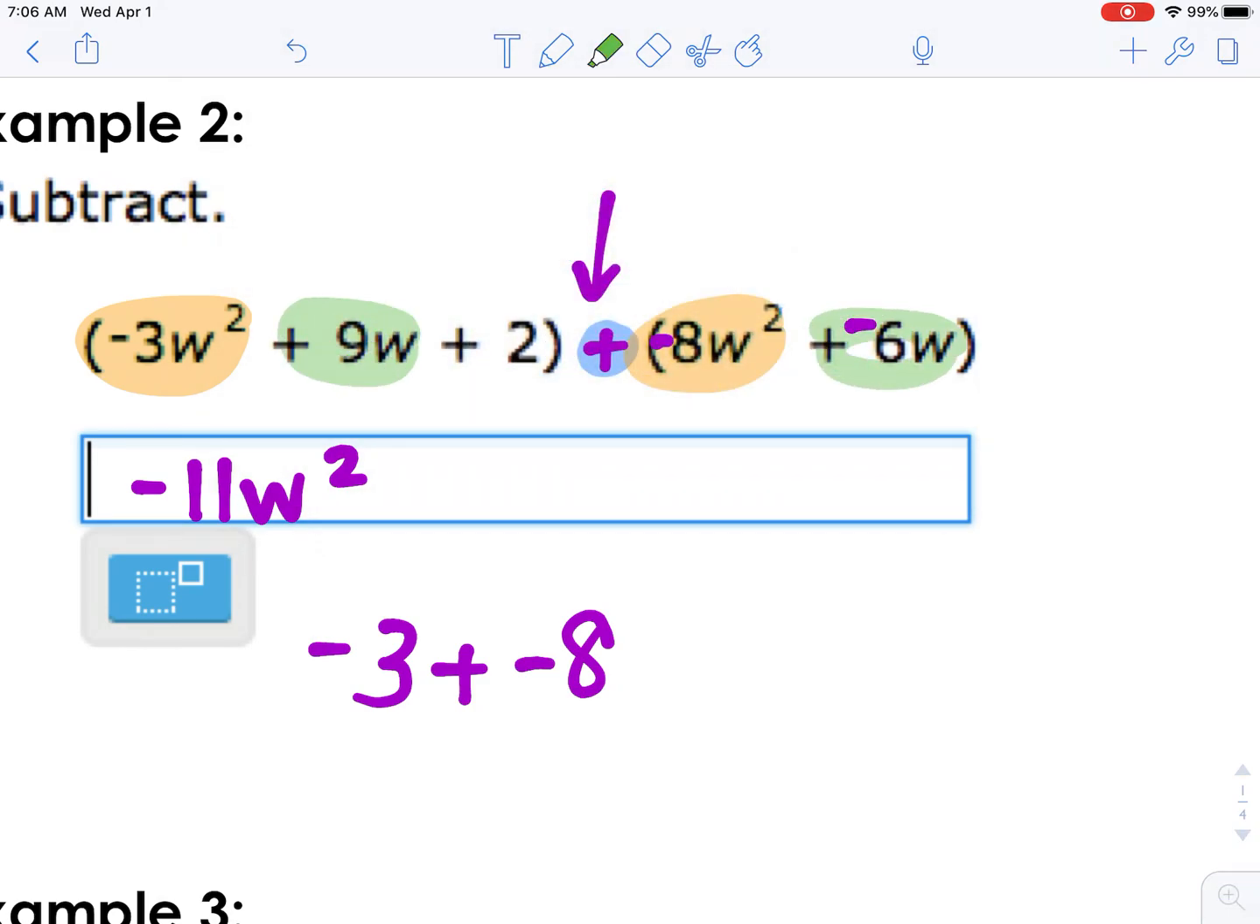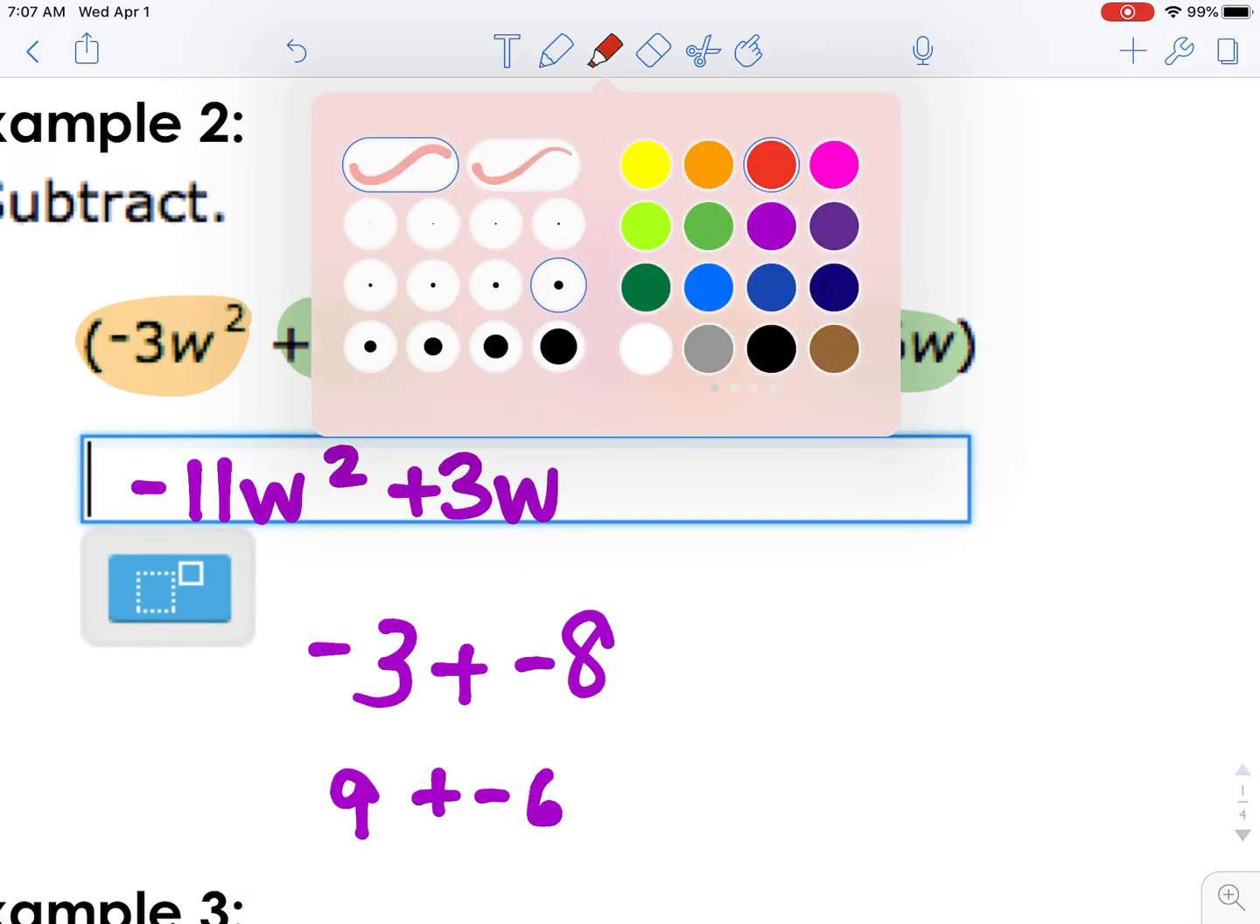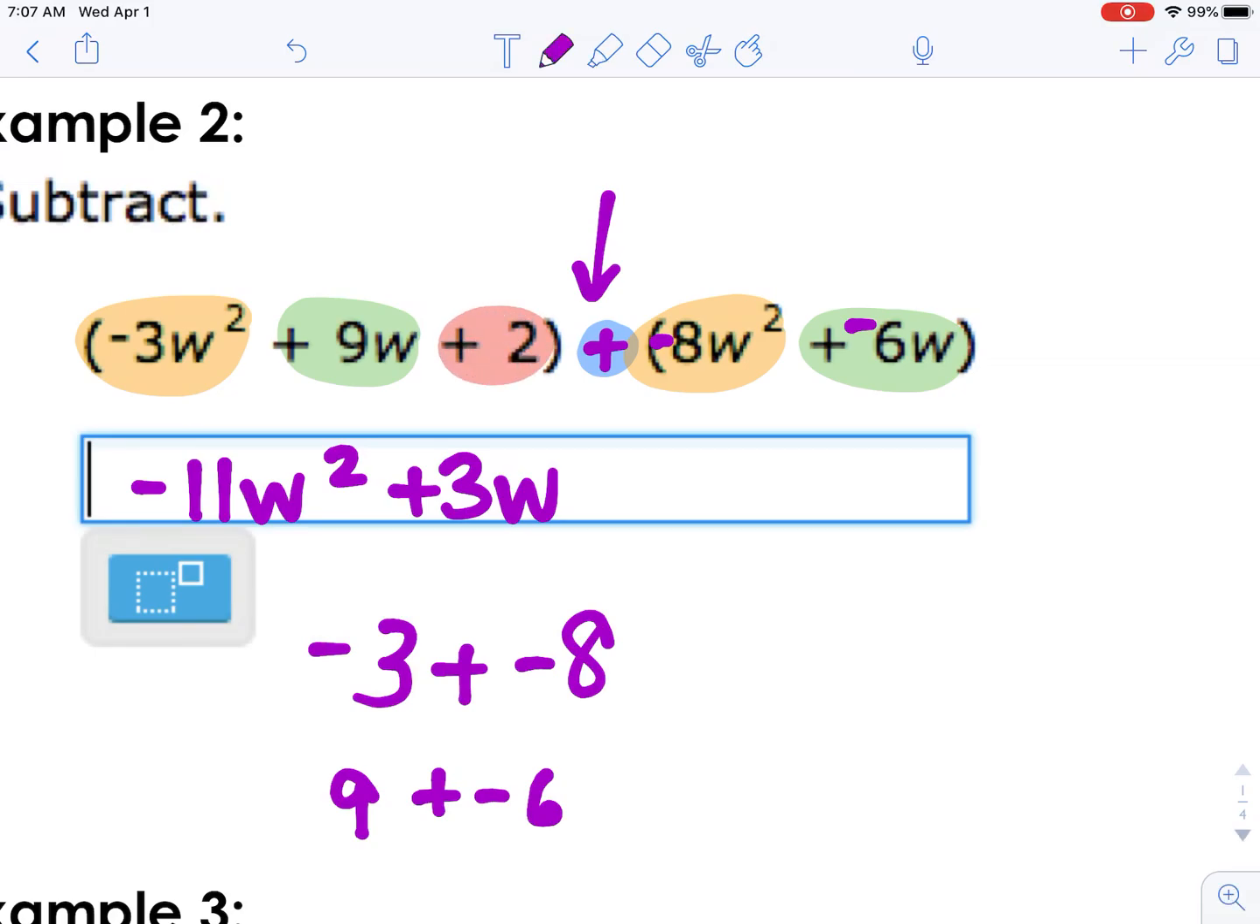Next, we have -9w plus -6w. In your calculator, you do -9 plus a -6, which is -15w. And then our number doesn't combine with anything, so you'll just write it down.